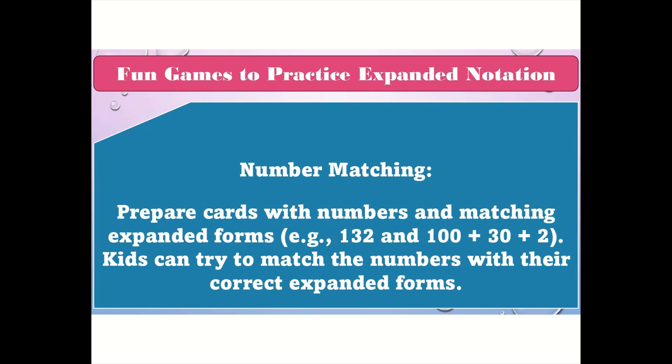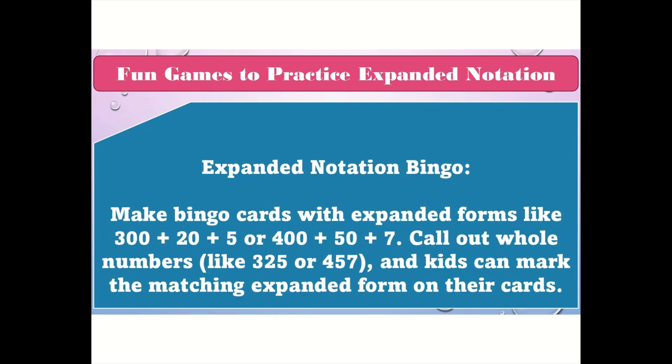Fun games to practice expanded notation. Number matching: prepare cards with numbers and matching expanded forms, e.g., 132 and 100 plus 30 plus 2. Kids can try to match the numbers with their correct expanded forms. Expanded notation bingo: make bingo cards with expanded forms like 300 plus 20 plus 5 or 400 plus 50 plus 7. Call out whole numbers, like 325 or 457, and kids can mark the matching expanded form on their cards.